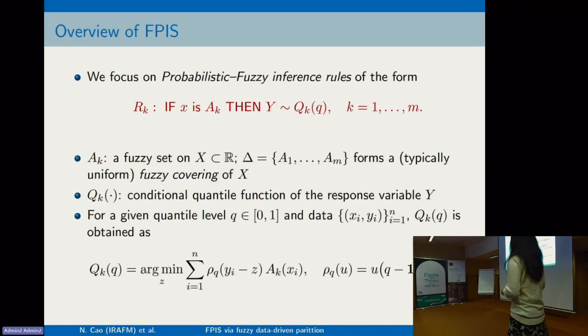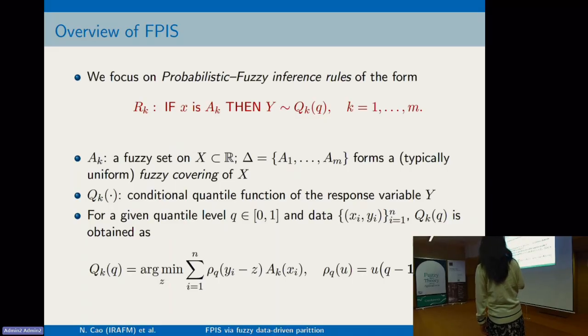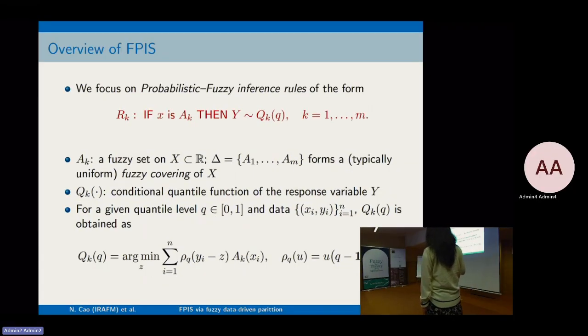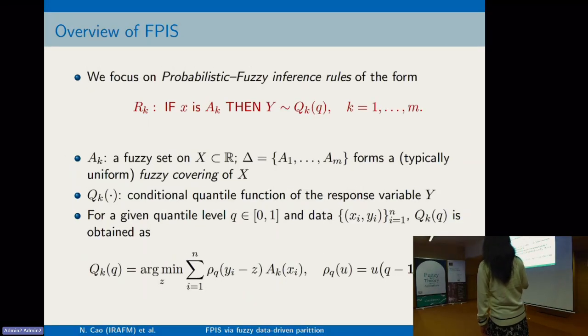Okay, we still focus on the probabilistic fuzzy inference rules with the antecedent fuzzy sets, and they form a fuzzy partition. So far in practice, we use the uniform fuzzy partition, but typically it's originally defined with the fuzzy covering. And the consequence is in the quantile function, and it is determined as the minimizer of this objective function with the loss function as recalled in the previous talk.